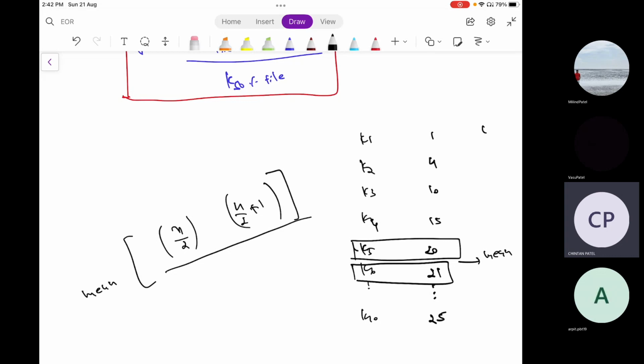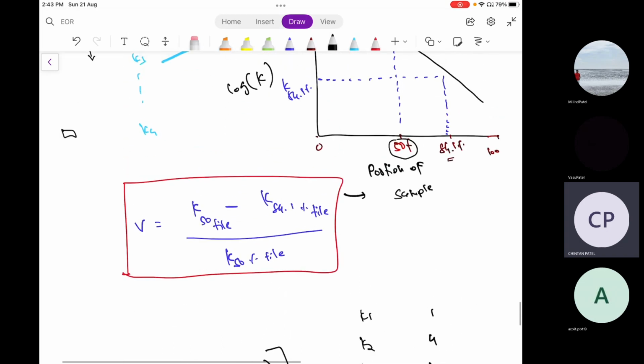In the same way, let's say this is the 0 percentile and this is the 100 percentile. What we do is calculate the percentile value at 84.1 percent. Let's say I have 10 samples, then what is the 84.1 percentile value? Whatever value I observe at that percentile, I will take. Let's say 21 is the 84.1 percentile value. Based on those two values, we will calculate this V value.